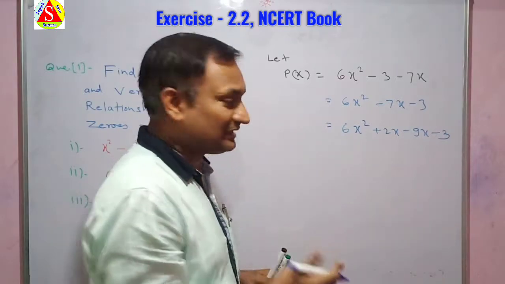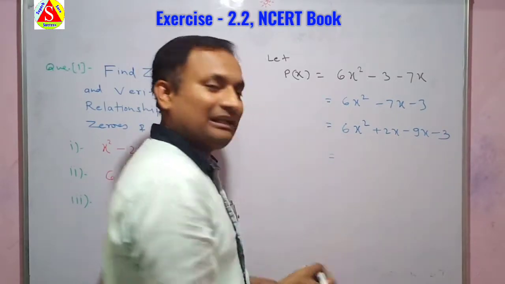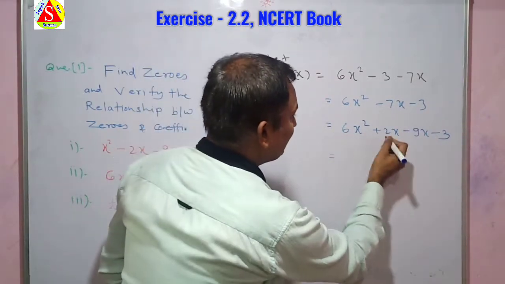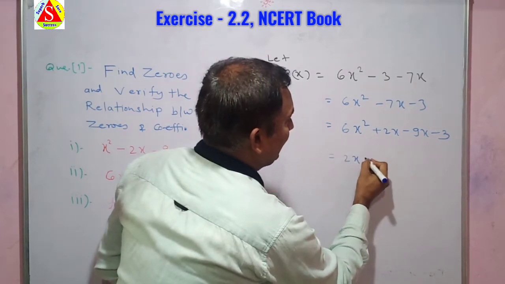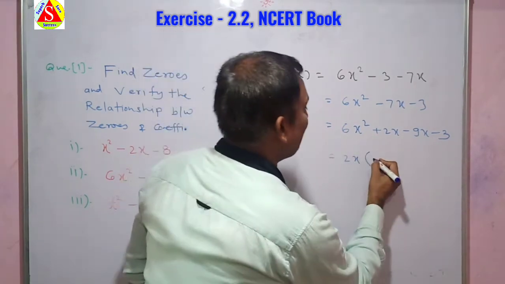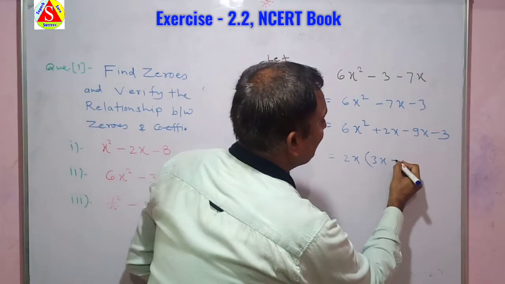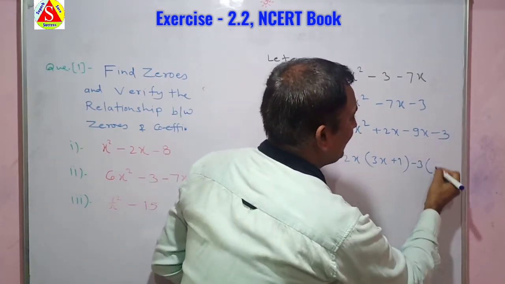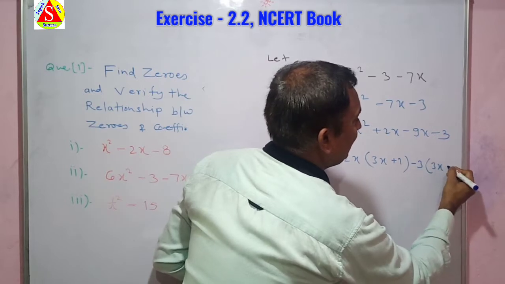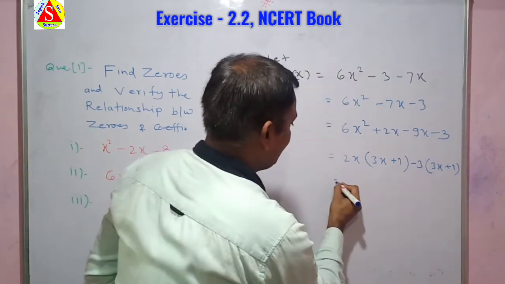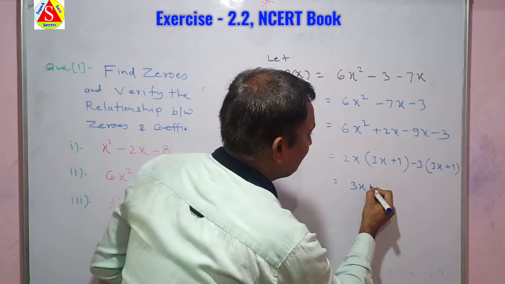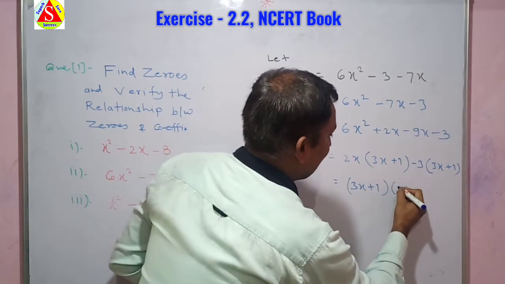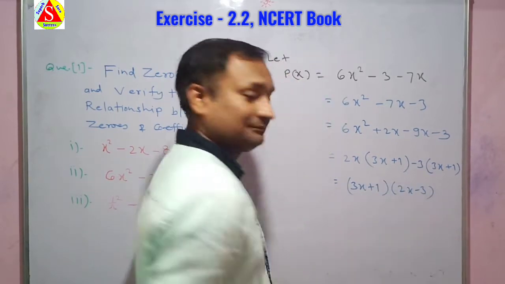Okay, so now the condition is satisfied. After this, let's take the common factor. Here we will take 2x common, so inside the bracket we will have 3x plus 1. Similarly, here we will take minus 3 common, and inside the bracket we will have 3x plus 1. So the final factors we have are 3x plus 1 and 2x minus 3.